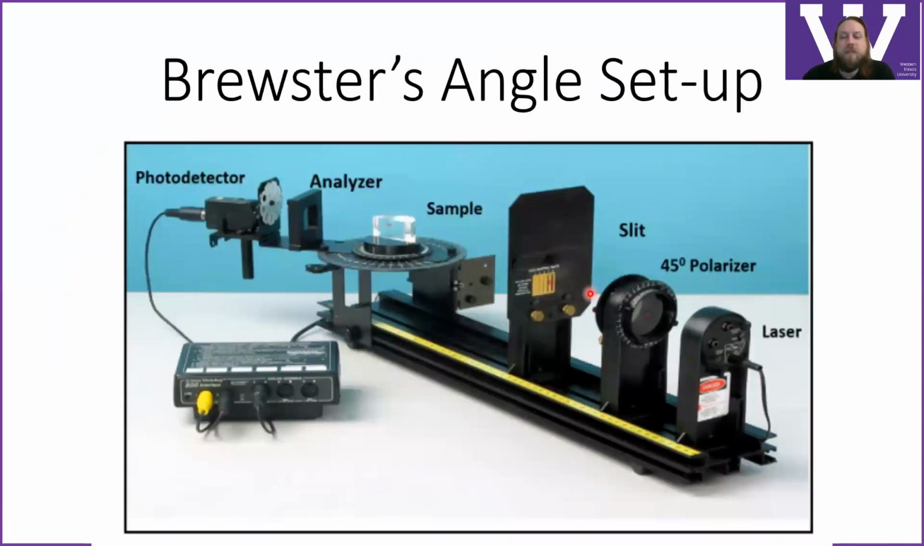So this is our setup where we take this laser, it goes through a polarizer, which gives us half S polarized light, half P polarized light, goes through our slit, hits our sample, reflects off our sample, and then we focus it onto the photodetector here. The photodetector will tell us the intensity of the light that's being reflected off of our sample. We use our analyzer here to get rid of all the S polarized light. It filters it out so that we only get P polarized light on the photodetector.